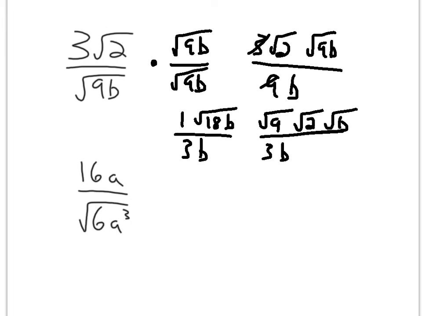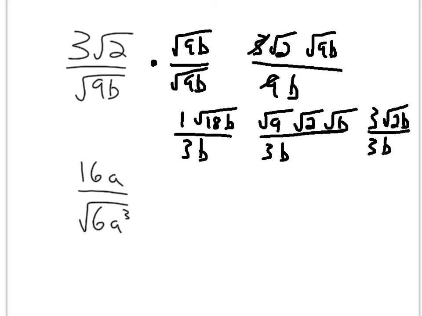Oh, the square root of 9, that's 3. Then the square root of 2 times the square root of b. Neither one of them have perfect square factors, so we're just going to combine them into one radical and make it the square root of 2b all over, and on the bottom we still have 3b.